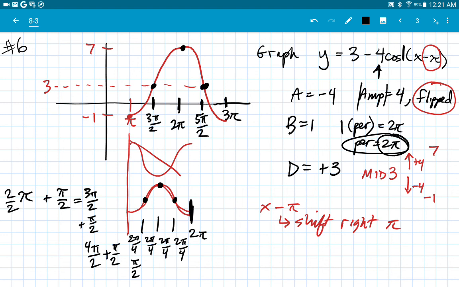And just to double check my work, if I have 5 pi over 2 there, and I add another pi over 2, then that's going to give me 6 pi over 2, and 6 pi over 2 is 3 pi. So I have broken this up into 4 equal pieces. That's what I want. And you need to make sure that you show each of these 4 equal pieces when you are drawing your sketch. Okay?